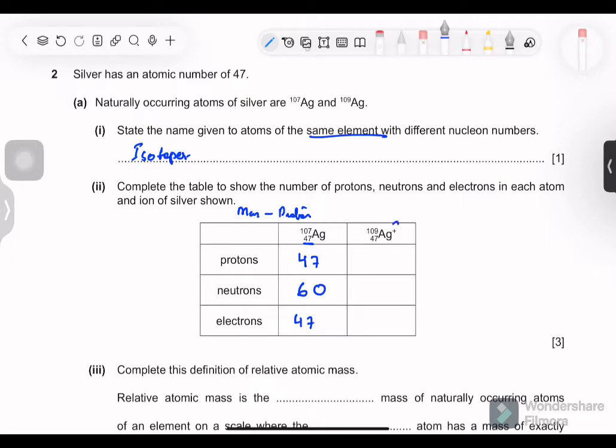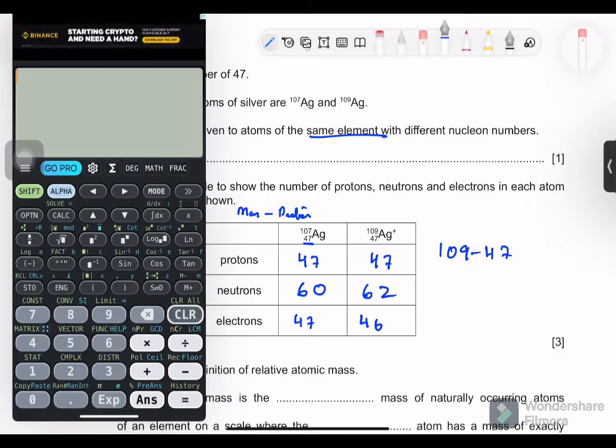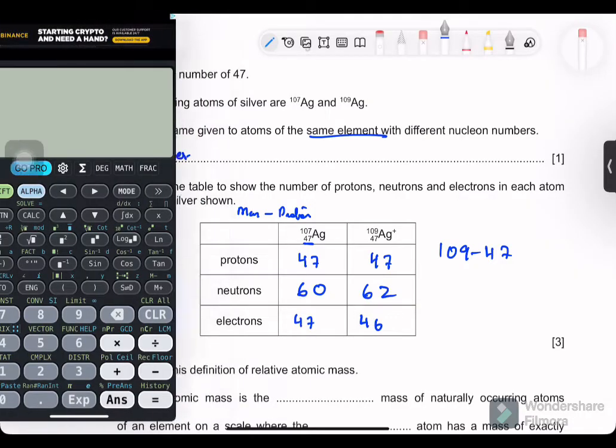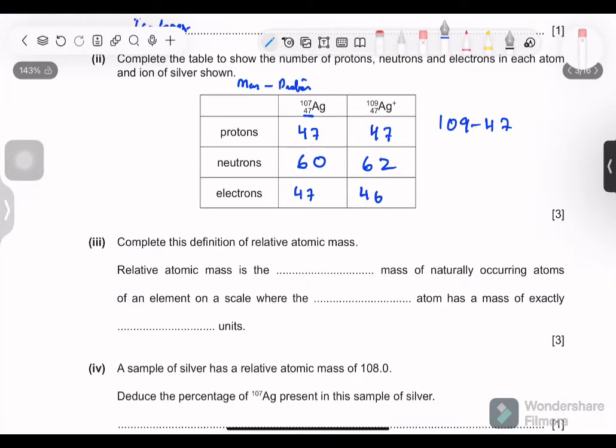Now be careful, this is an ion. Protons, same 47, plus there's a plus charge, means that it has lost one electron, which is why there's a plus one charge. So it has one fewer electron than the number of protons. As for neutrons, also there will be a difference, of course, because 109 minus 47, so this should be 62. If we confirm, 107 minus 47, 60.